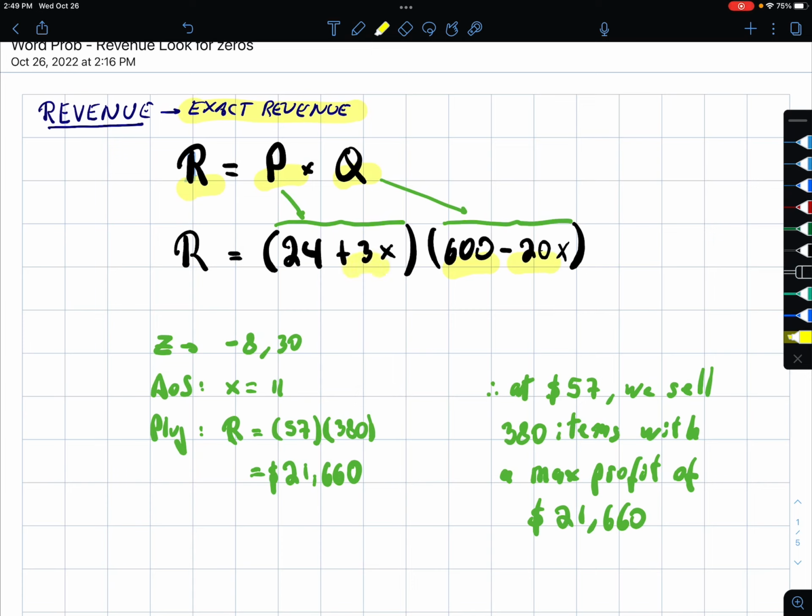That was the price. Then we figured out that the zeros were minus 8 and 30, the axis of symmetry was 11, then we plugged it back in and figured out that 57 was the new price, at which we will sell 380, and that the maximum revenue was 21,660, right? That was what we did last time.